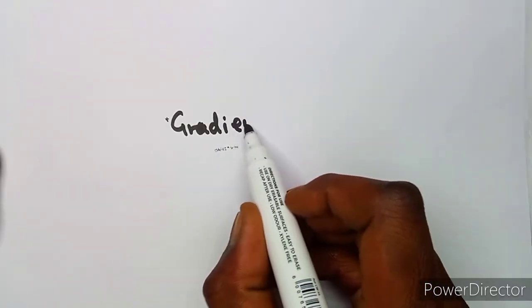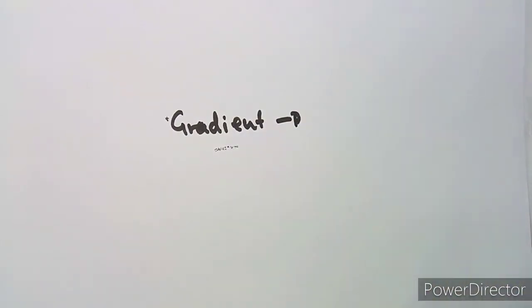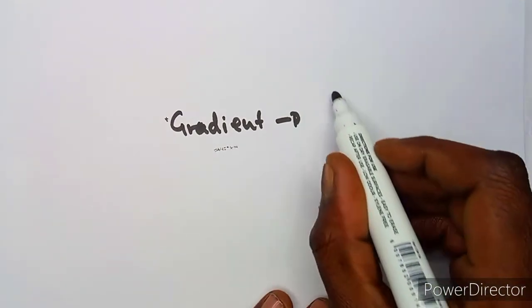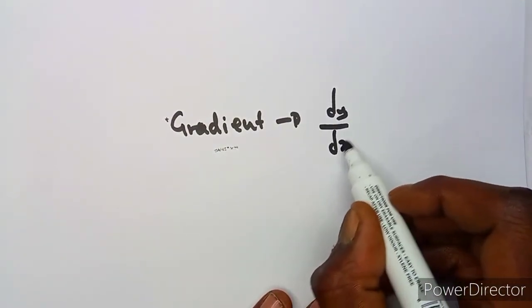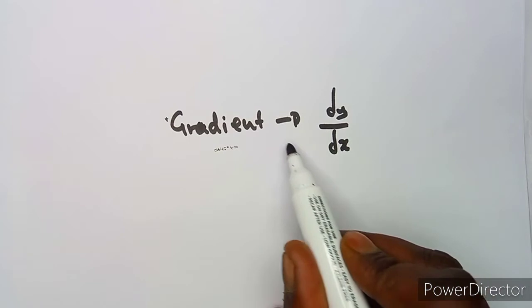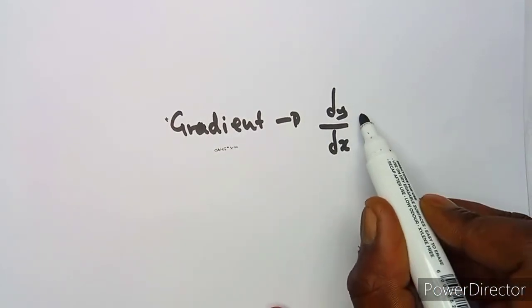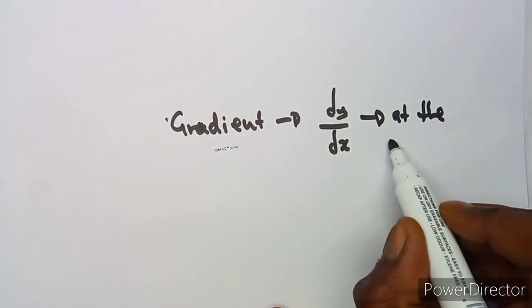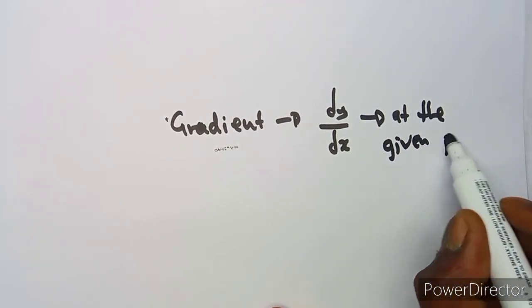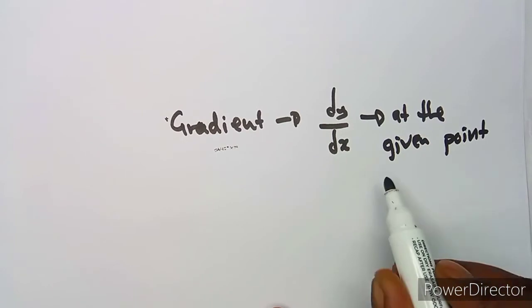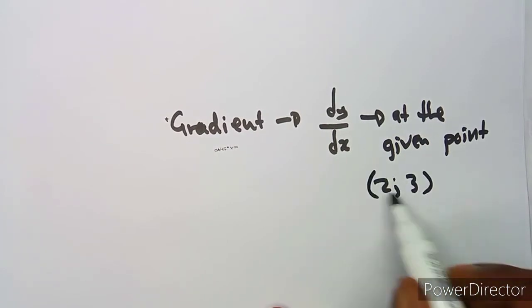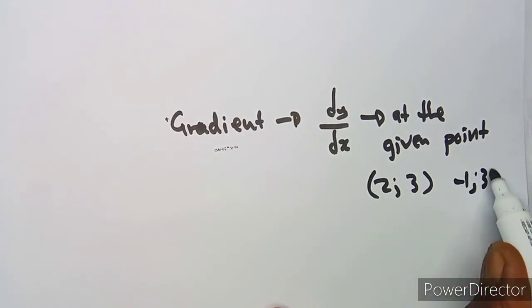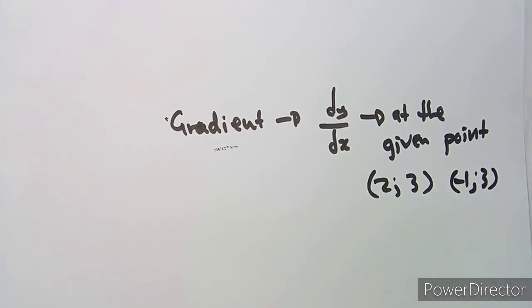Now this gradient that we are talking about is the one that we are going to apply with the derivatives. I said the gradient represents dy dx. It is not just dy dx, but the derivative of y with respect to x at the given point, that is the point that you are given. The point is 2, 3, or the point is minus 1, 3, because you'll be given where this point is located, where you are finding the gradient.